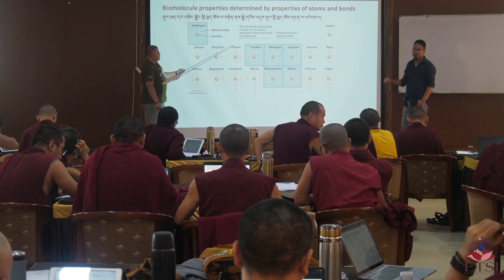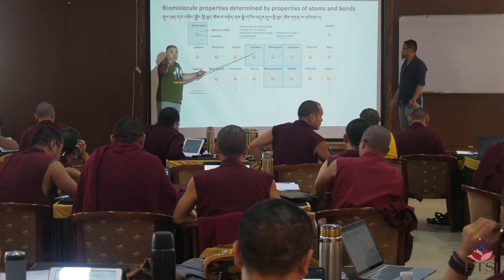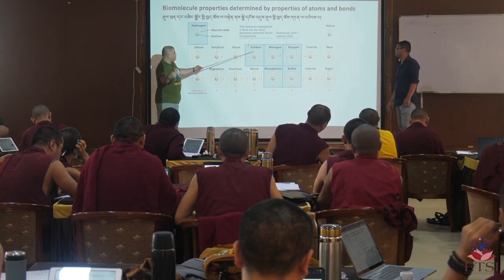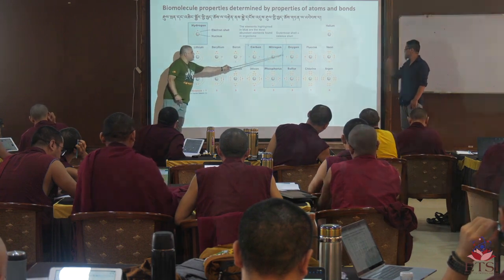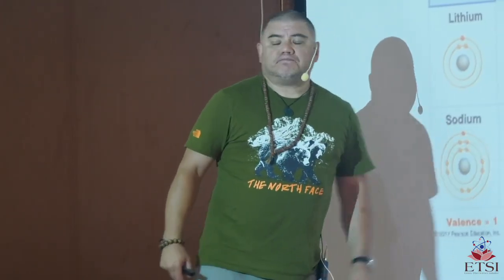Here we have the most abundant elements in our universe: carbon, nitrogen, oxygen, phosphorus, and sulfur.